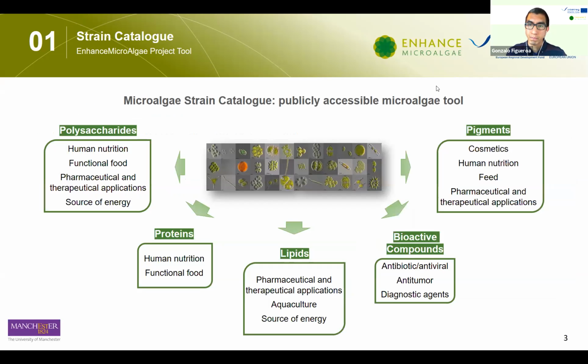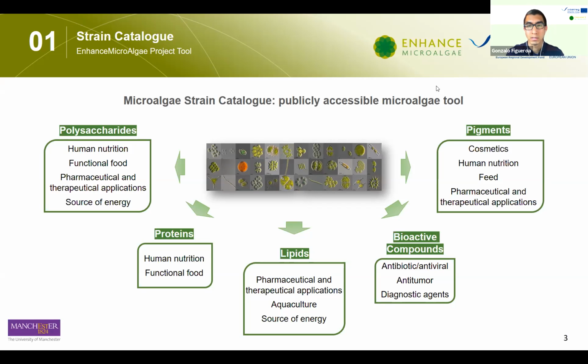You can see here, for example, some of the major biomolecules that are found within microalgae, such as polysaccharides, proteins, lipids, bioactive compounds. All of these compounds obviously have different applications, for example human nutrition, functional food, and aquaculture, where they can be used as feed. So when one starts to work with microalgae, or if companies want to enter this sector, they need to be aware of the potential use of all of these species.